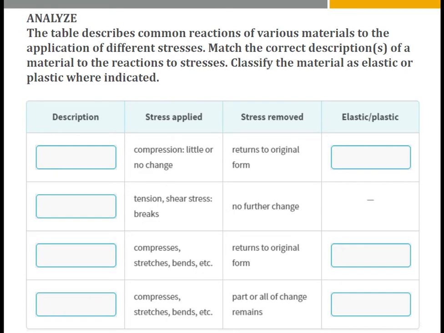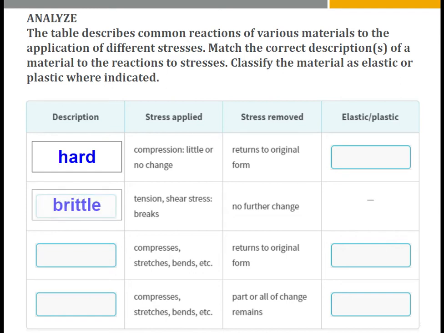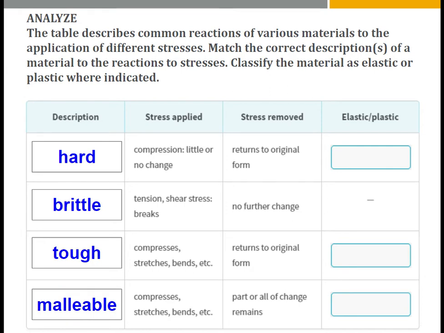So first we see we apply compression stress and there's little or no change. That is a hard material. Hard materials are difficult to deform. If there's tension or shear stress and it breaks, then that's a brittle material. Remember, brittle materials don't bend much, they break. If it compresses, stretches, and bends, it is tough. Okay, tough materials, they do deform, but they tend to return to their original form, while malleable materials stay deformed.